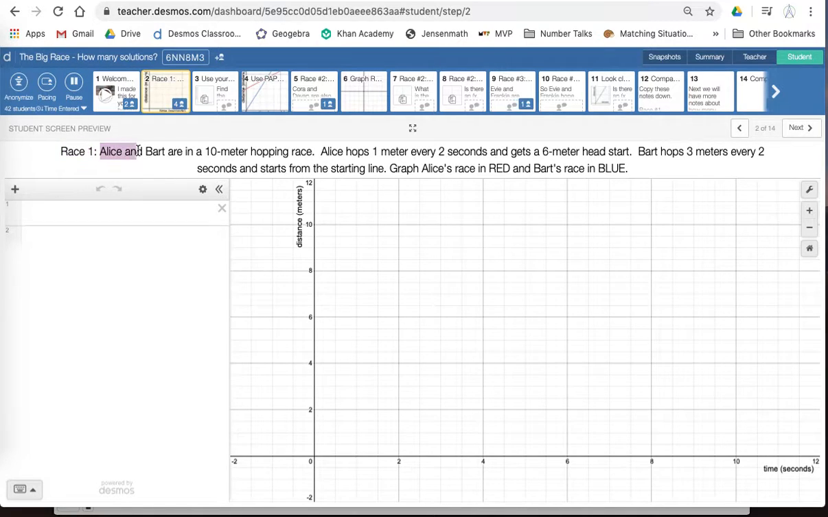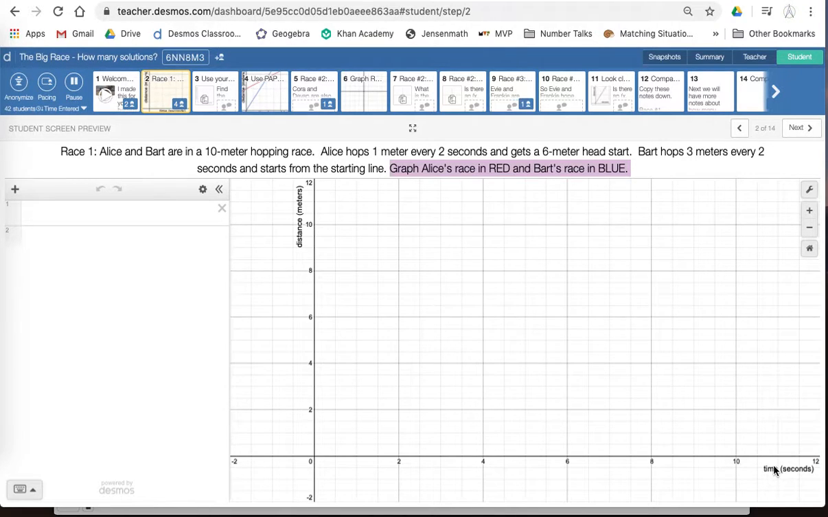In race number 1, we have two racers, Alice and Bart. They're in a 10-meter hopping race. Alice hops 1 meter per 2 seconds and gets a 6-meter head start. Bart hops 3 meters every 2 seconds, and that's no head start, starts from the starting line. So please graph both racers' lines, their distance versus time lines, in red and blue in the graph below.